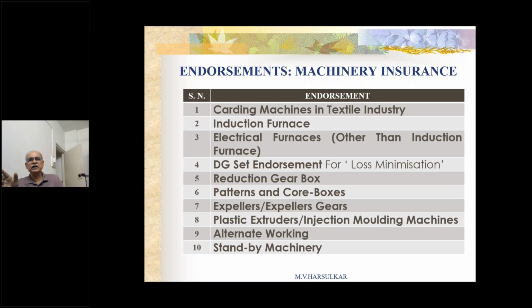So that is alternate working. There is some premium reduction. If that is the case, then the insurance company should mention in the schedule that this machine is alternate to X machine, and this machine is alternate to Y machine. So only one will be working. That endorsement needs to be attached.